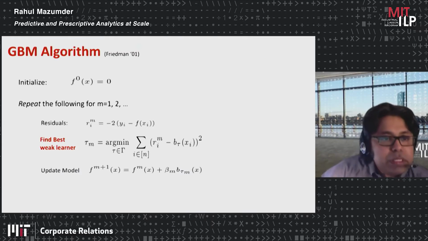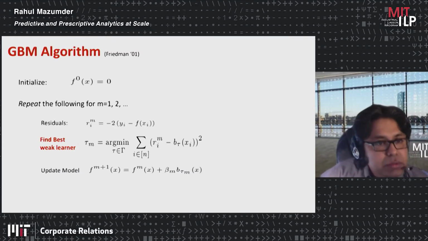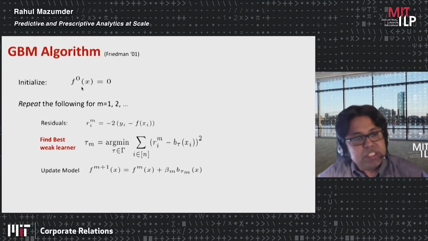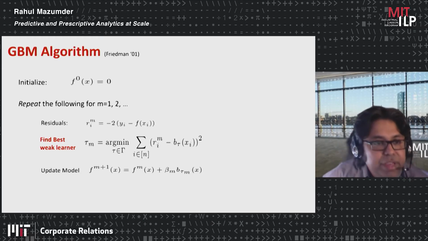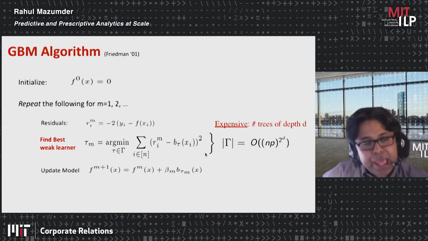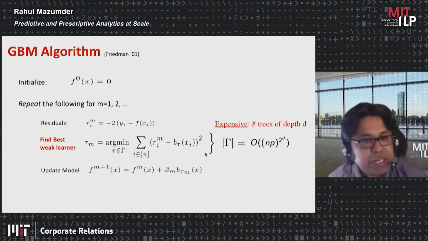So to set the stage, let's revisit the classic gradient boosted algorithm due to Friedman in the early 2000s. So the algorithm works as follows. It starts with an initialization. F naught of x is the null model, and it performs the following steps in a sequence. It calculates the residuals, and then it tries to find the best weak learner, and then it updates the model. Now, this is the very basic version of gradient boosted machines.